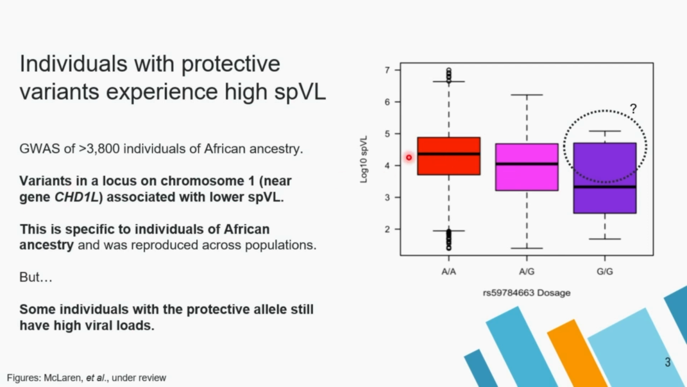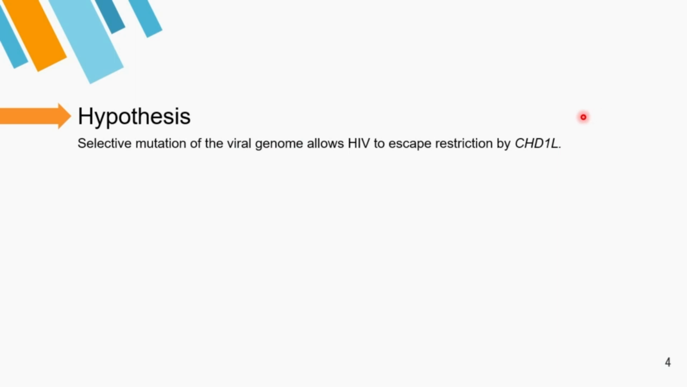And so that trend is shown in the box plot to the right here, where you have your log 10 set point viral load on the y-axis and the allele dosage on the x-axis for this particular SNP, with AA being homozygous for the reference allele and GG being homozygous for the protective allele. And you can see that generally as individuals gain a copy of that protective allele, the viral load does go down, but there are still some individuals experiencing this high viral load, as shown by the upper quartile of this box. And so based off the Barth et al. study and then other studies that have looked at HIV escape from HLA, we hypothesize that there's selective mutation of the viral genome that is allowing HIV to escape restriction by CHD1L.